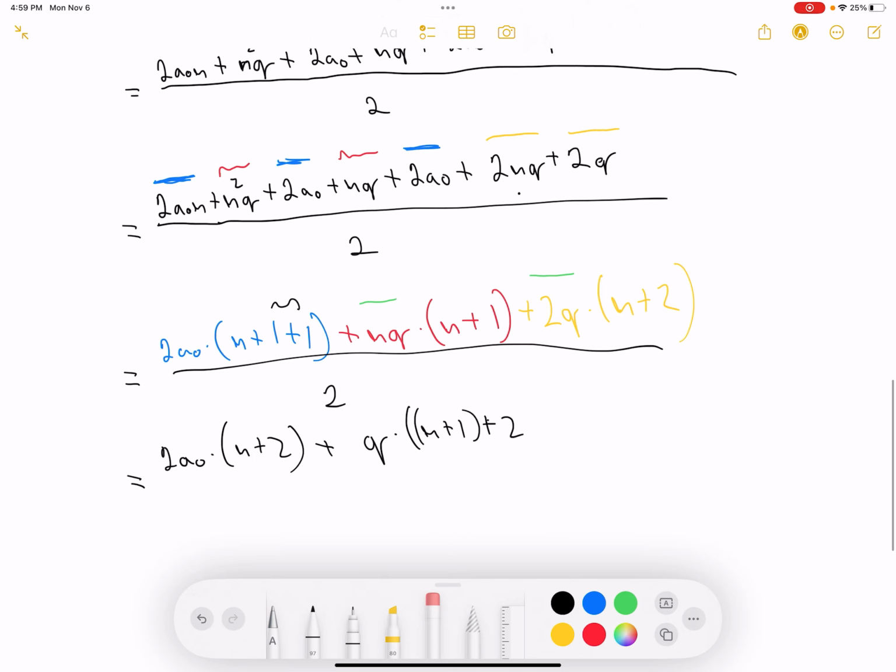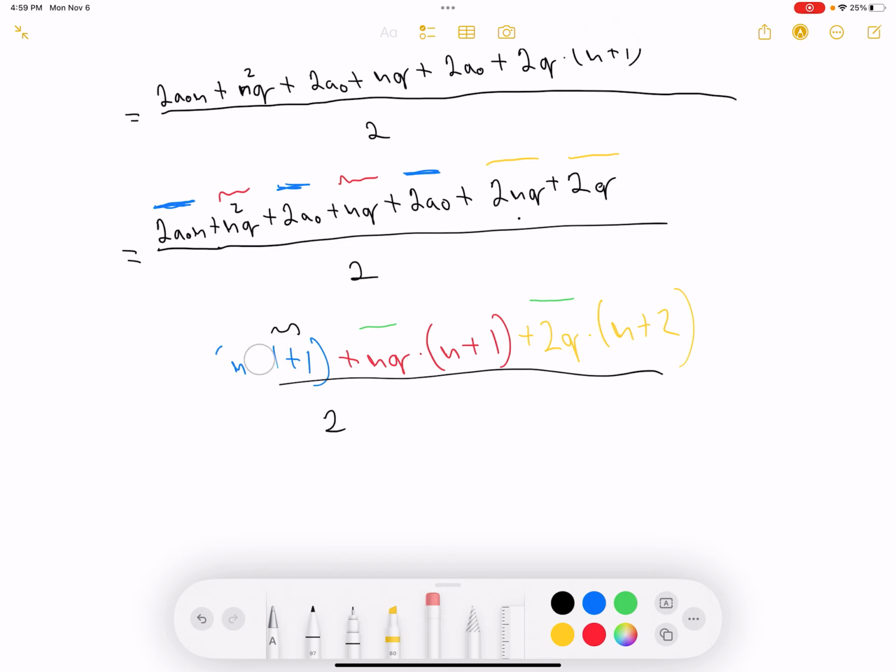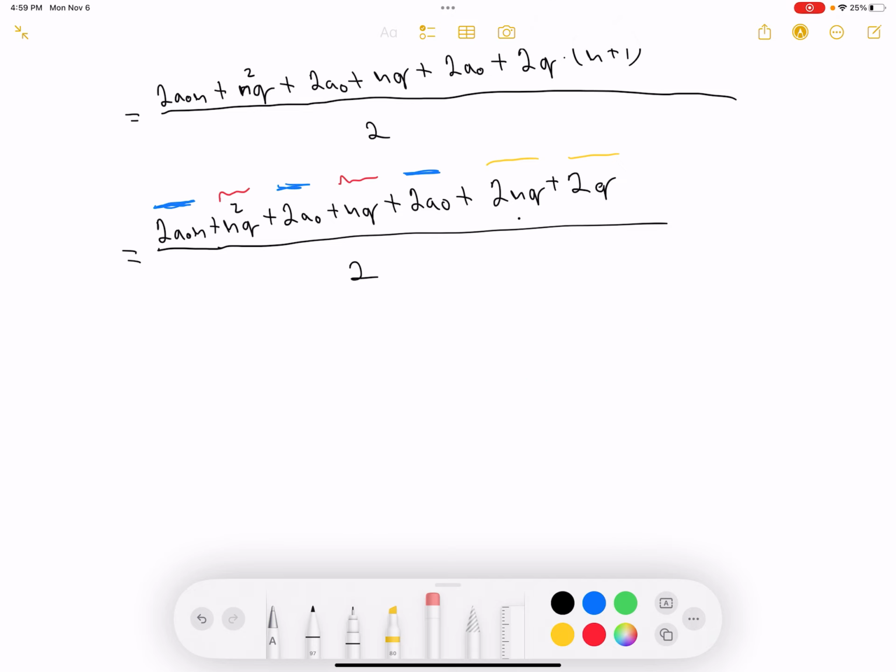This doesn't look so good. So let's start over, go back a little bit, and there is a ton of terms like this. Sometimes it just doesn't work out the way we want it, which is fine. Just do it over.